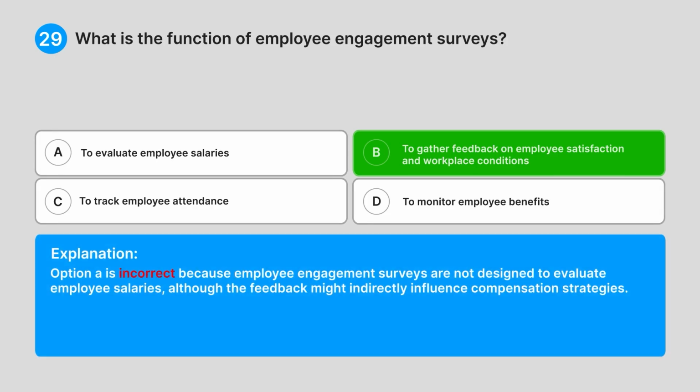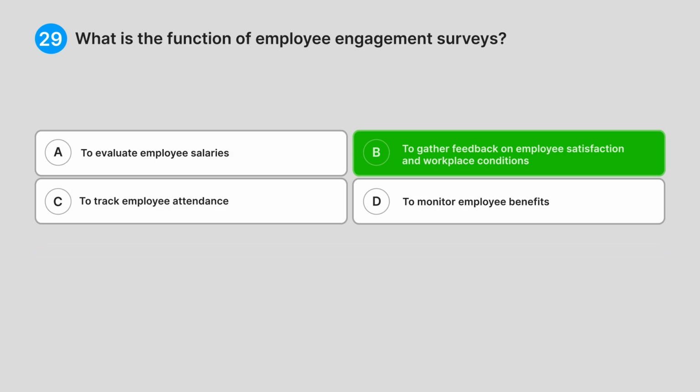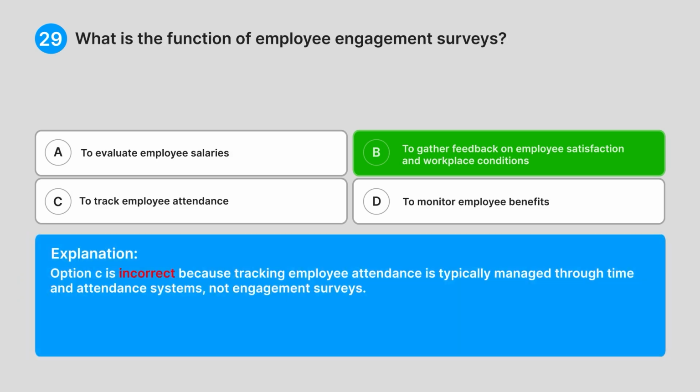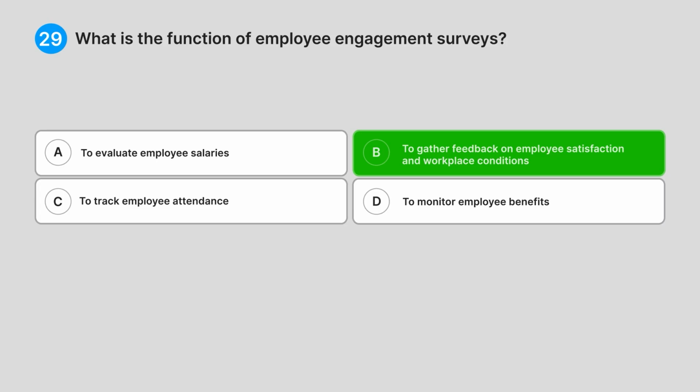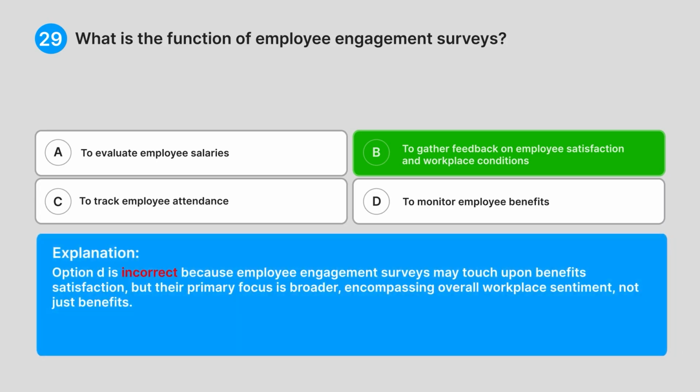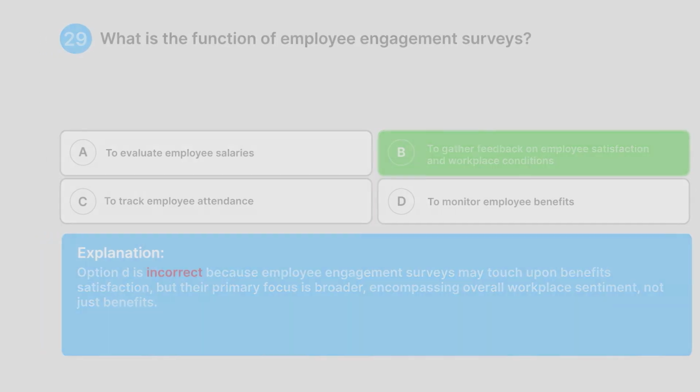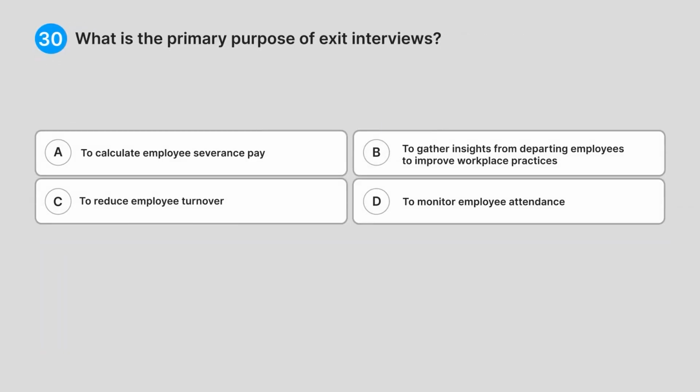Option A is incorrect because employee engagement surveys are not designed to evaluate employee salaries, although the feedback might indirectly influence compensation strategies. Option C is incorrect because tracking employee attendance is typically managed through time and attendance systems, not engagement surveys. Option D is incorrect because employee engagement surveys may touch upon benefit satisfaction, but their primary focus is broader, encompassing overall workplace sentiment, not just benefits.